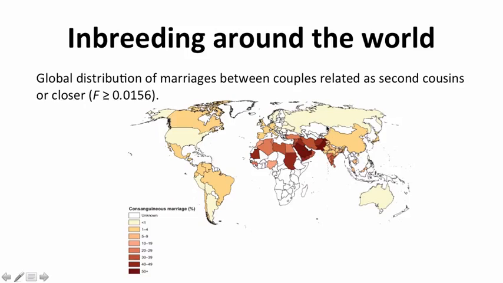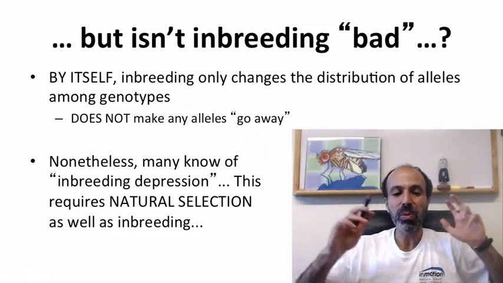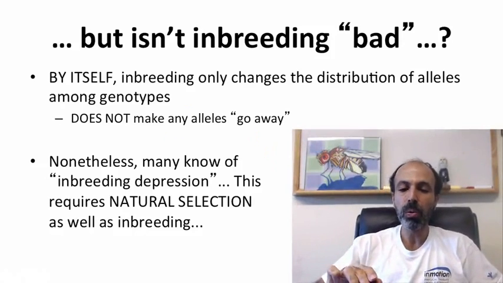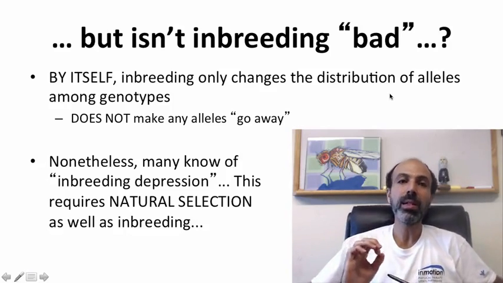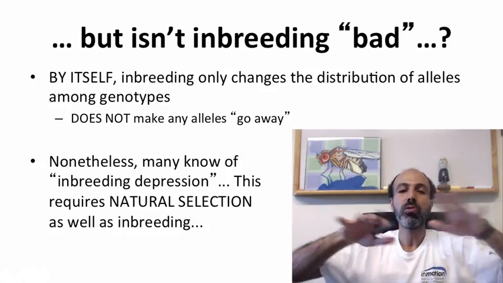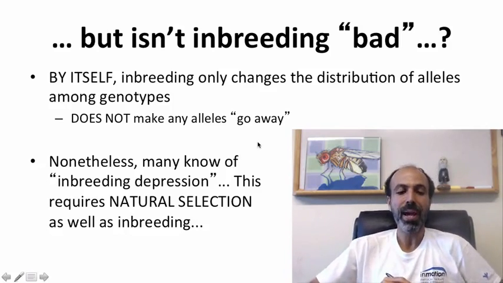But again, inbreeding does happen, and it varies socially and culturally. Now, some of you may be thinking, isn't inbreeding bad? I mean, you've heard of inbreeding depression and things like that. Well, in and of itself, inbreeding only changes the distribution of alleles among genotypes. Intrinsically, inbreeding doesn't cause a problem. It's only changing how alleles are distributed among the various genotypes. It does not make any alleles go away or turn bad.